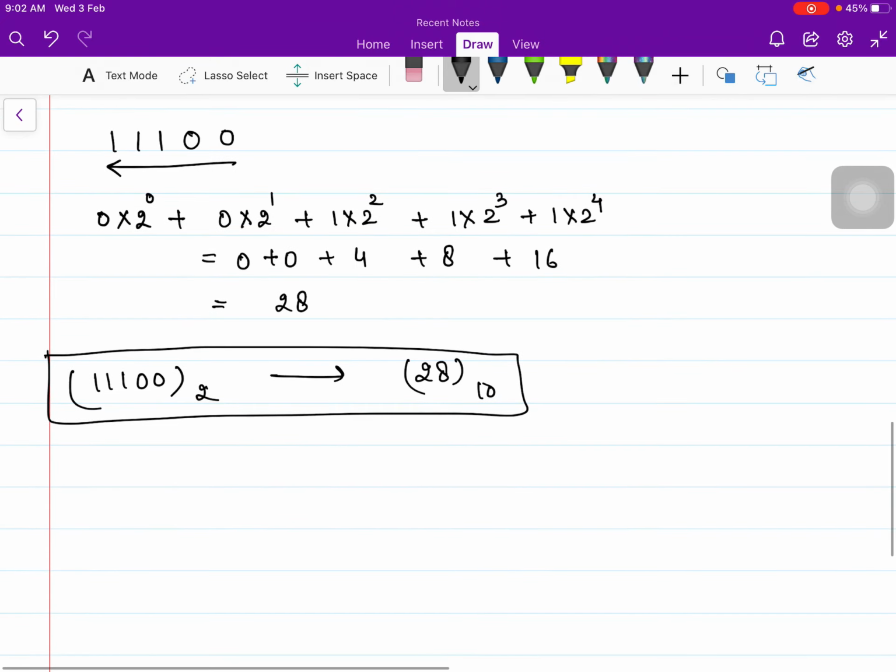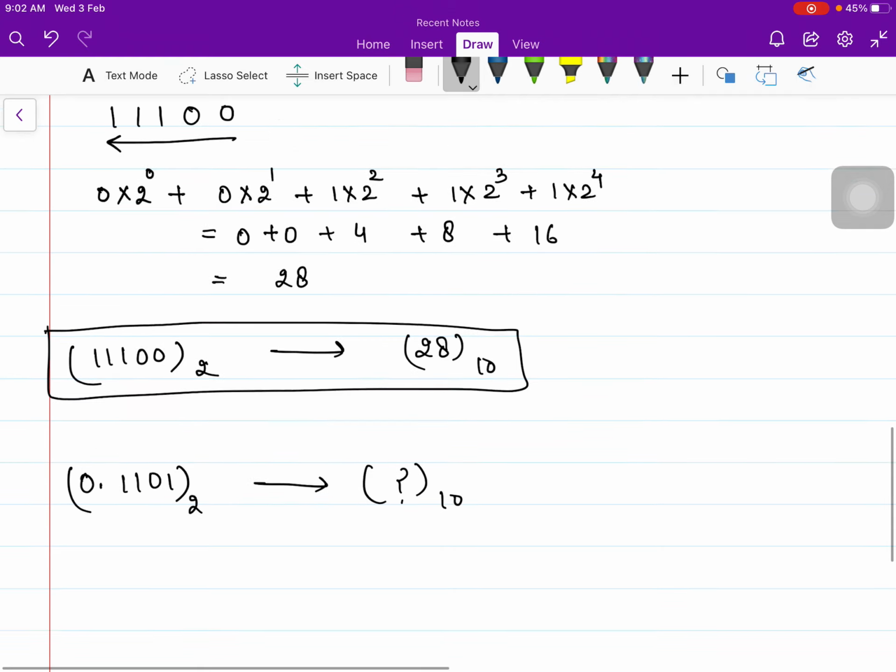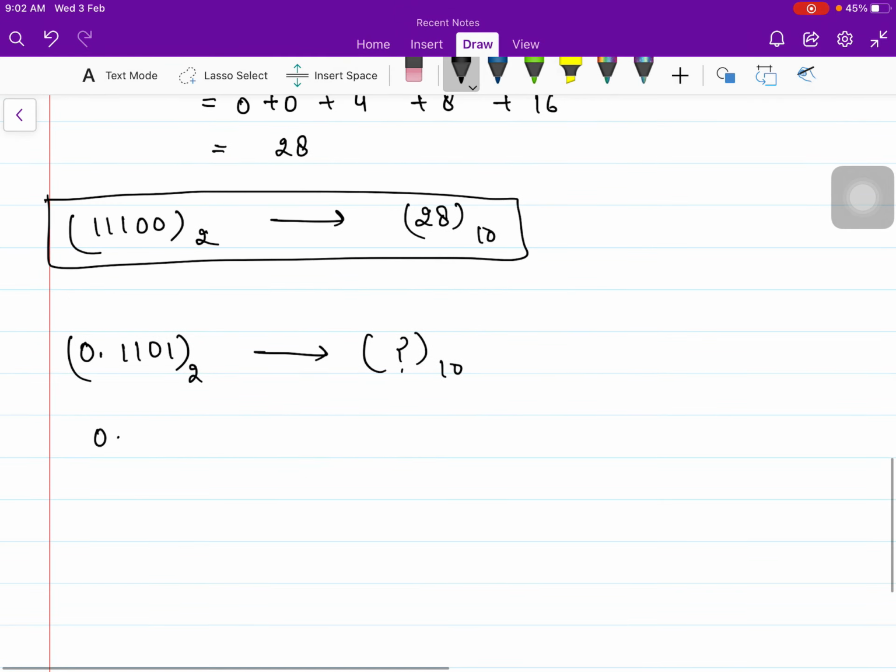And if we are given a binary after the decimal point like this, then how to convert it? Again, this is the question. So the technique is simple. Write down the binary and this time you have to move from left to right. And while moving from left to right, the first binary digit that comes is 1. 1 into 2 raised to the power minus 1.